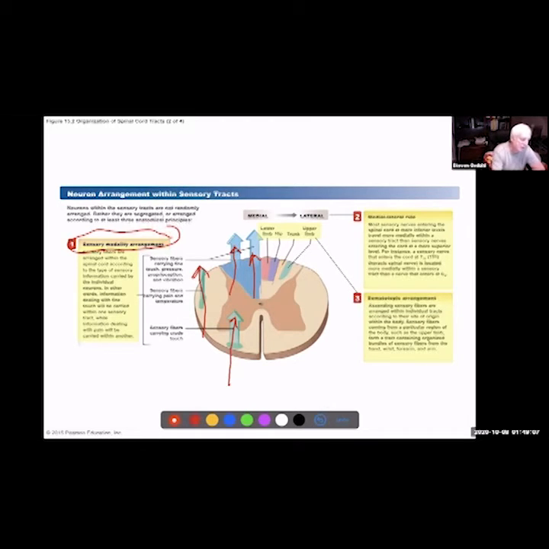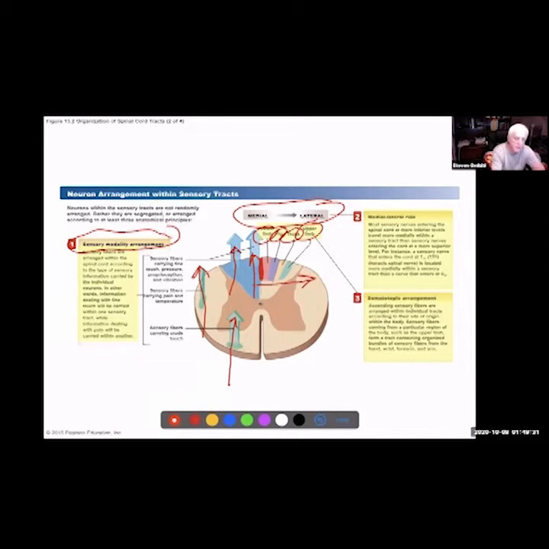Okay, the medial lateral rule: the lower the input along the body, like the lower limb, the more medial that input is going to be. This is the medial portion here. So your lower limb, your hip, your trunk, your upper limb, the higher you go up, the more you go to the lateral side. That's the second rule.